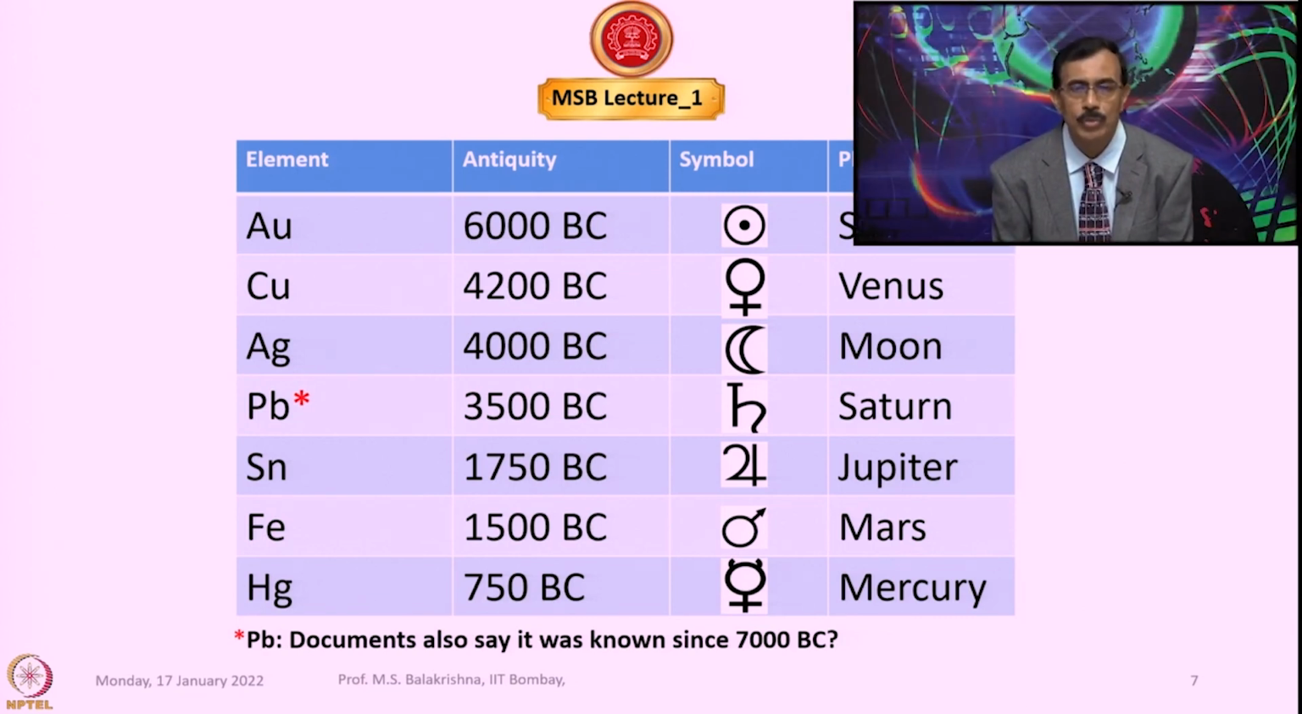In fact, Indians knew how to extract mercury from cinnabar and distill and purify it about 3000 years back. And also they knew how to handle it, and they had the concept of a fume hood. And in those days all these elements, based on their brightness and color, were related to planets. For example, gold was related to the sun, copper to Venus, silver to the moon, lead to Saturn, tin to Jupiter, iron to Mars, and mercury to Mercury.